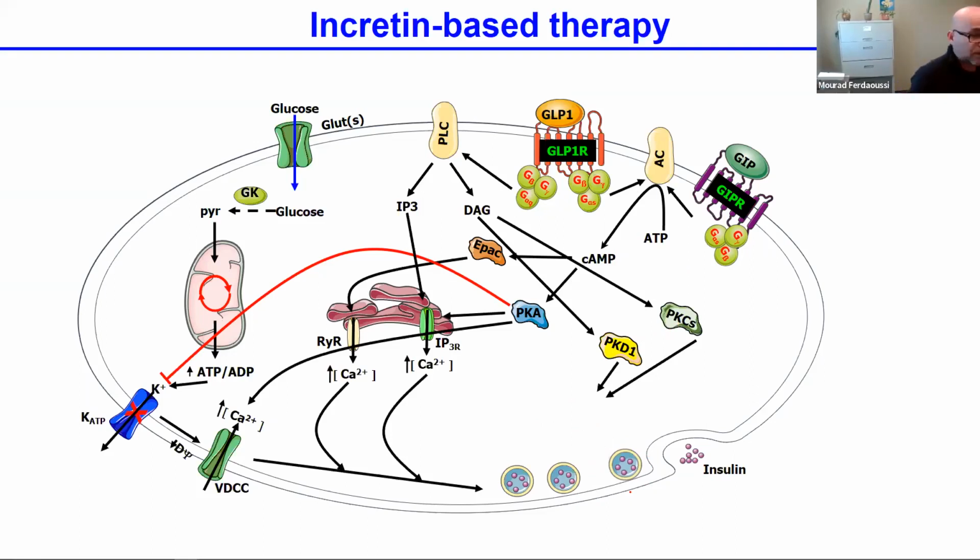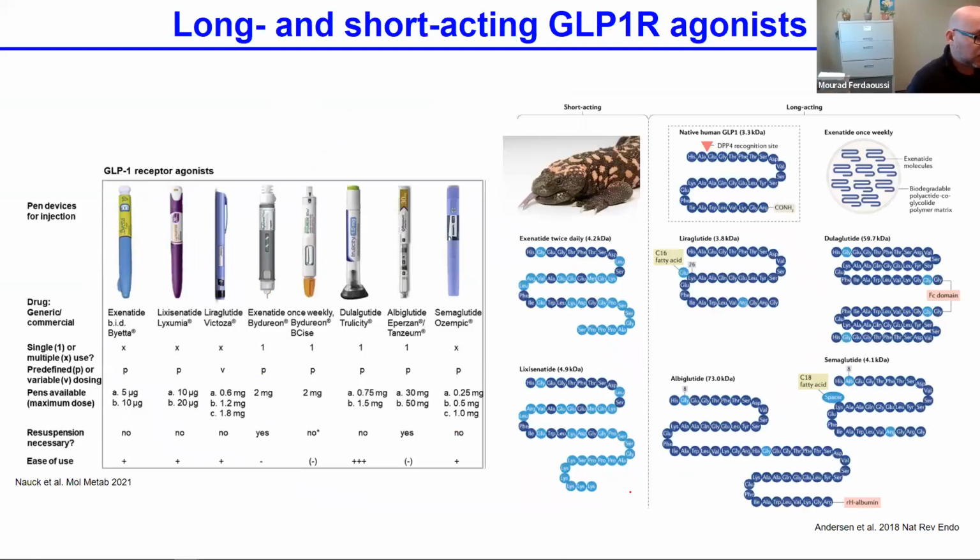Based on this incretin effect, different pharmaceutical companies started to target these receptors, particularly GLP-1, and developed the GLP-1 receptor agonists. The first one was exenatide, and actually exenatide was discovered in the saliva of this lizard called the Gila monster, and that was the first GLP-1 receptor agonist on the market to treat type 2 diabetes. And since then, there are other versions of the GLP-1 receptor agonists.